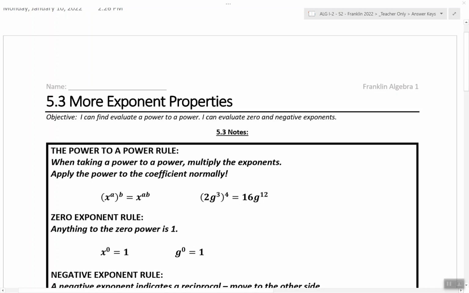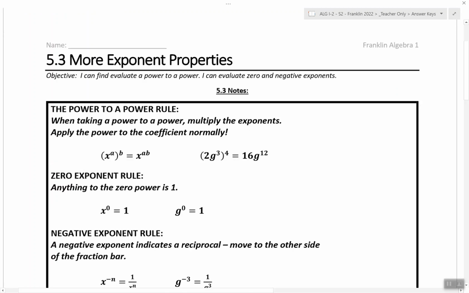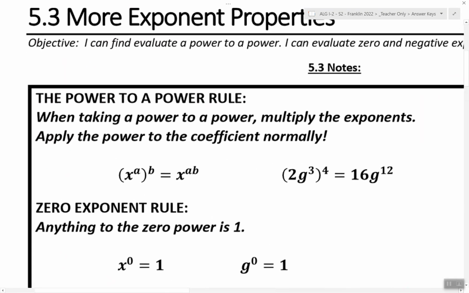Continuing with our exponent work, in these notes we'll look at some more properties that exponents have when you are working with monomial operations. So let's get right to it. First of all, we'll look at the power to a power rule, which is what you have to follow when you're taking a power to another exponent. And when doing that, when taking a power to a power, you're going to multiply those exponents together.